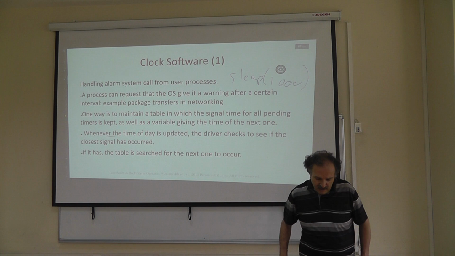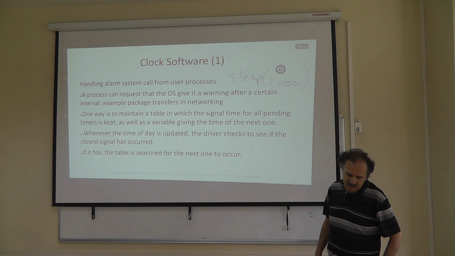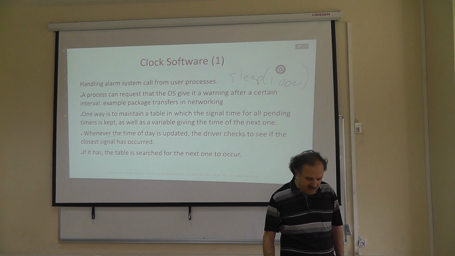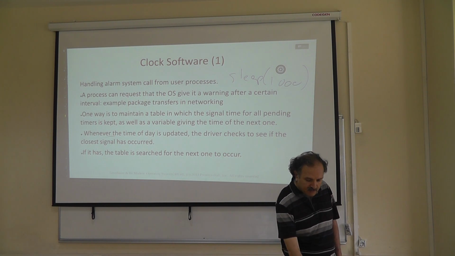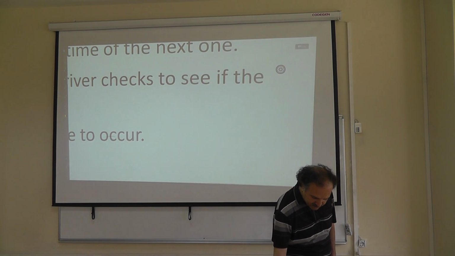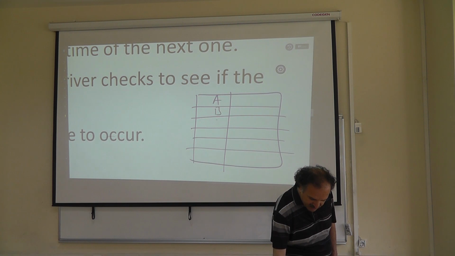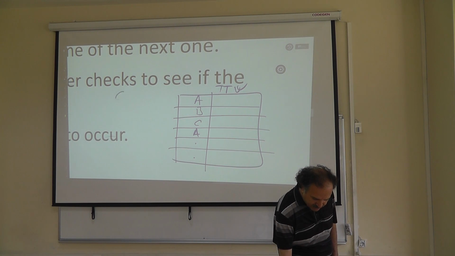How does this work? A process can request the operating system: give me a warning after this time passes, and we talked about the cases where we might need it. So the clock driver might keep a table. Inside the table, let's say like this one, process A, B, C, and maybe another process A again, etc. And this is the time to wake up. And this is my current time.